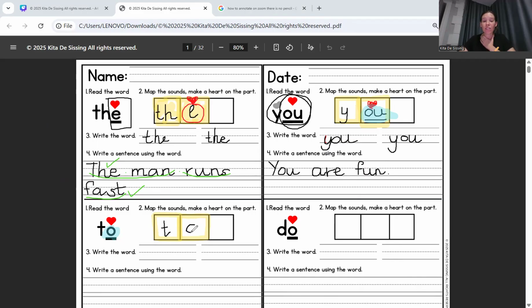Ooh, that is just spelled with the letter O. And so we're going to put a heart on that part. Ooh, to the park. It's not the number two. Oh no. And it's also not the meaning that you're too busy or too tall. It's just "to". So let's practice writing "to".